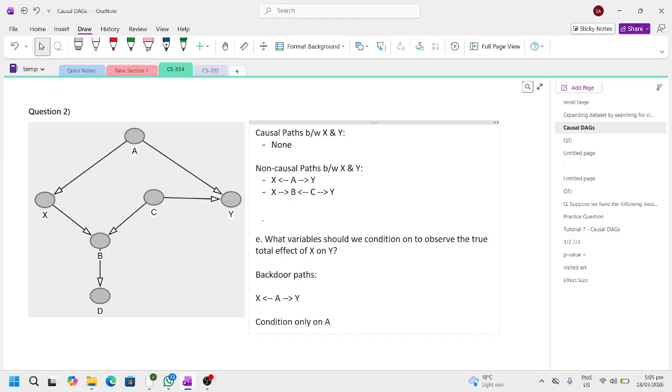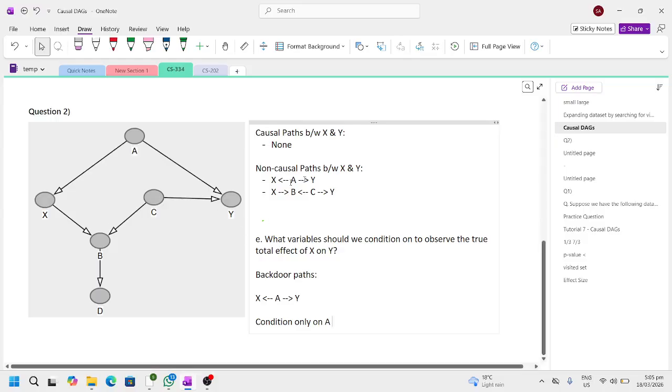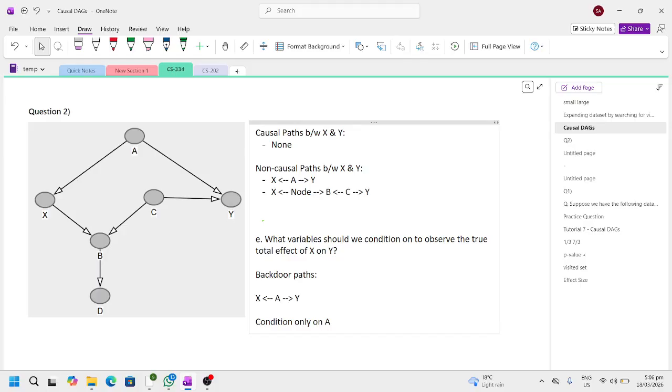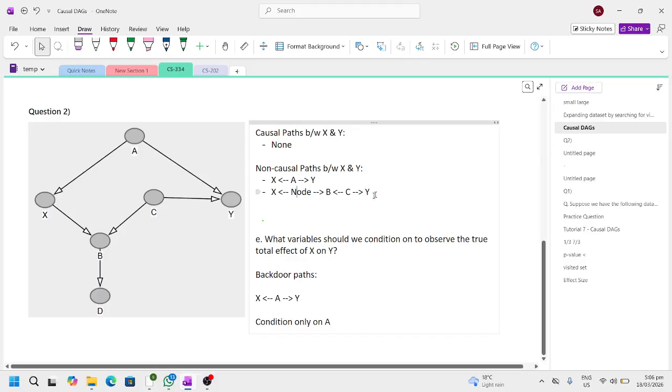So this is what I was talking about, that we don't condition on a fork everywhere. C, in the second non-causal path, was a fork, but this wasn't a backdoor path to begin with. The reason is that there is also a collider in it, which means this path is blocked by default. It could have been possible, in fact, that such a path existed. Suppose there was a node over here. If there was a node here, then this would have been a backdoor path.